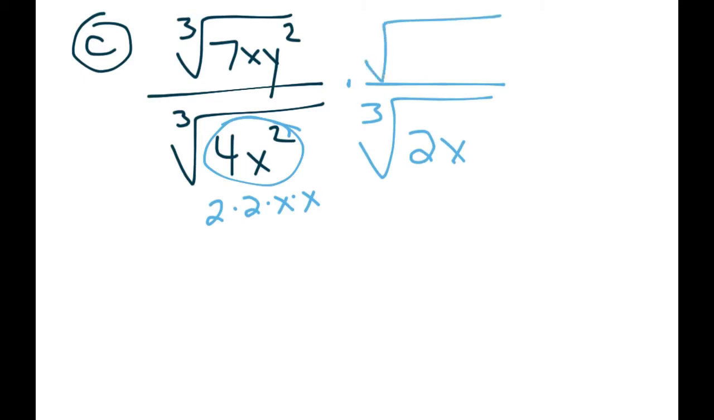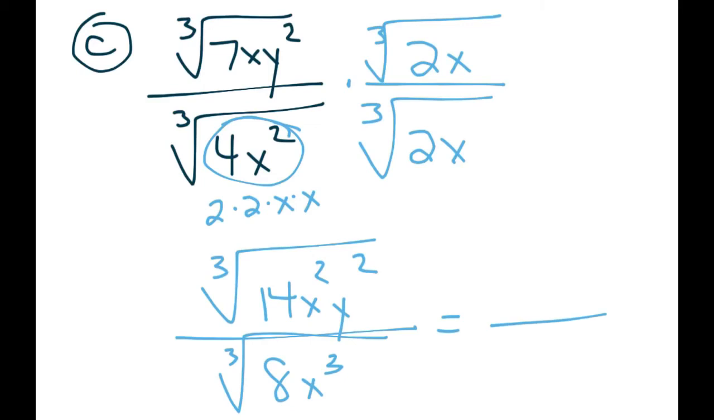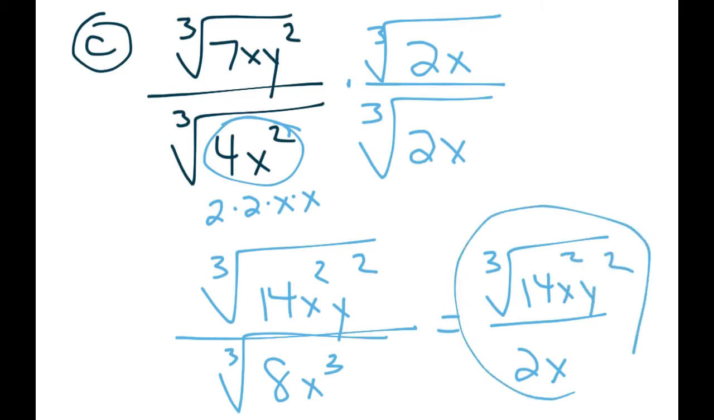And whatever I multiply the denominator by, I'm also going to multiply the numerator. So when I multiply the numerators, I get the cube root of 14x squared y squared. In the denominator, I now get the cube root of 8x cubed, and I can take the cube root of 8x cubed, it's 2x. And now my radical in the denominator is gone. All right, last one.